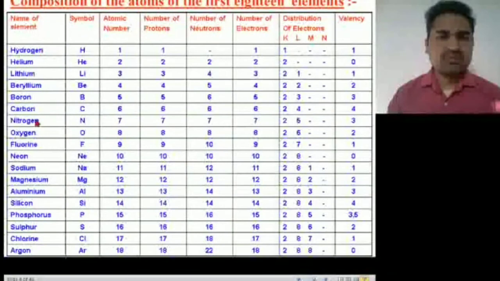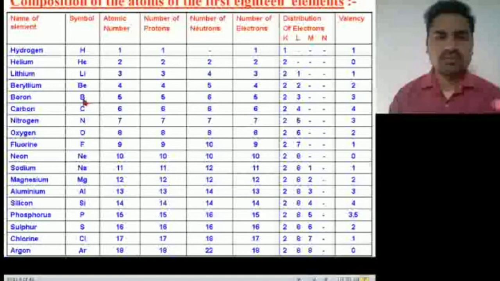In the ninth class, you have done these elements, their symbol, their atomic number, number of protons, neutrons, electrons, and electronic distribution. So its configuration has been given down. So distribution of electrons has been given, or electronic configuration you can say. And at the last, valency.